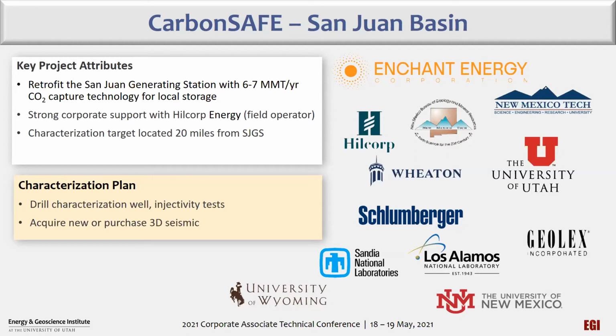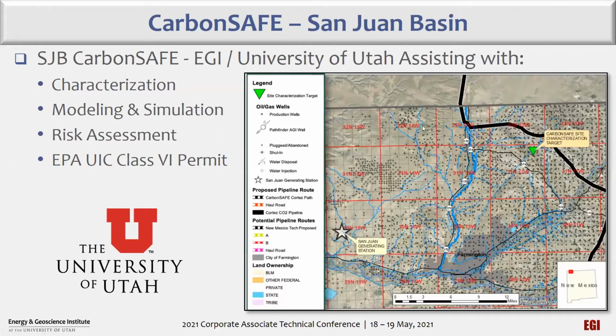Here you see a map of the central San Juan Basin with the San Juan Generating Station here. The storage complex area is here, and this is where the stratigraphic test well will be drilled. EGI will be assisting with almost every aspect of the project, from fault characterization to model development to risk assessment, and ultimately development of that Class 6 permit.